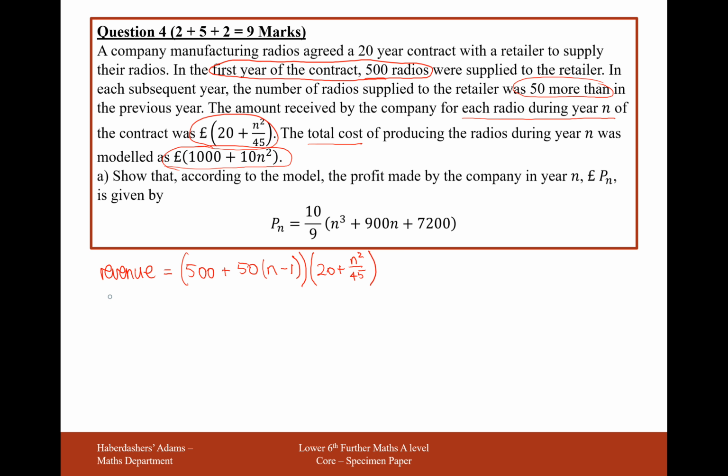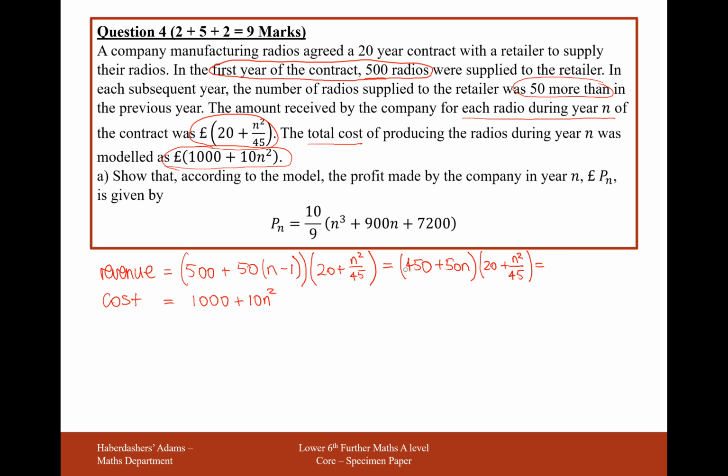And then the cost is what we're going to have to subtract from this. So it's going to be 1,000 plus 10N squared. So let's simplify this revenue bit first. It's going to be 450 plus 50N times 20 plus N squared over 45.